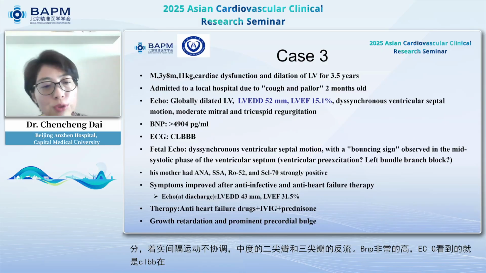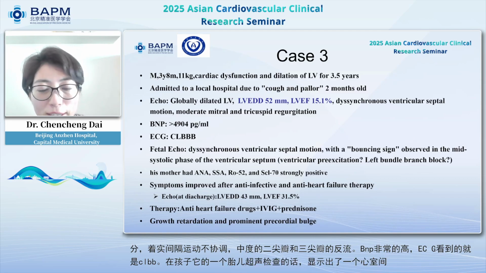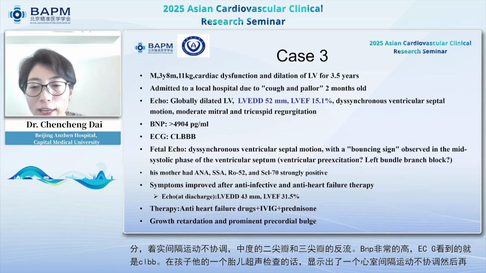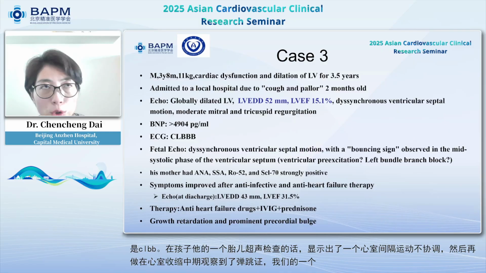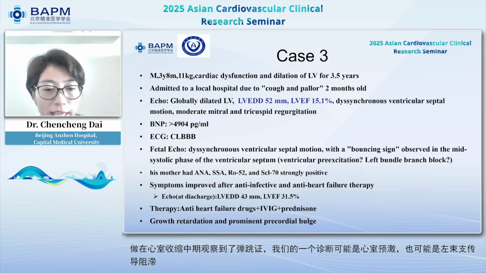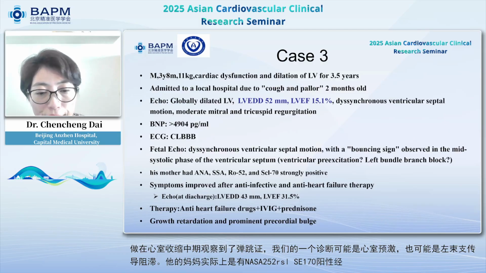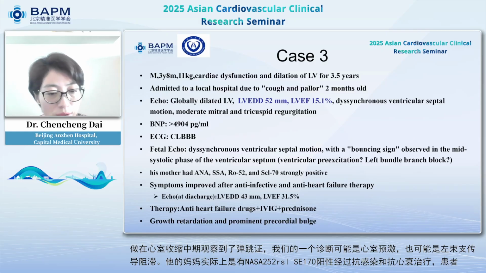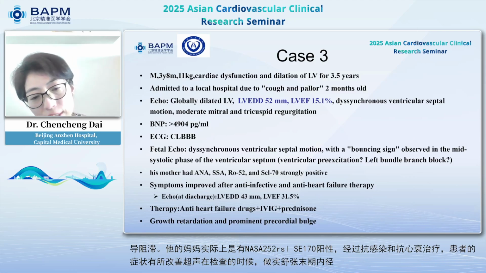The boy's fetal echo shows dyssynchronous ventricular septal motion with a bunching sign. The doctor drew a conclusion: ventricular pre-excitation or left bundle branch block. His mother had lots of autoimmune antibodies positive. Symptoms improved after anti-infective and anti-heart failure therapy. Echo at discharge showed LVEDD 33 millimeters and LVEF was 31%. His therapy includes anti-heart failure drugs, IVIG and prednisone.